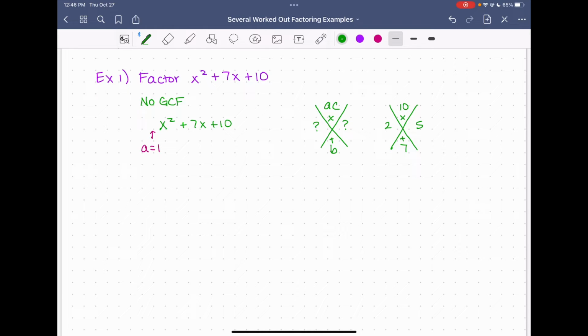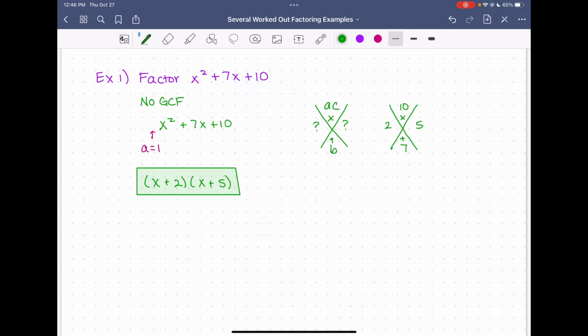When a equals 1, you're always going to start with x, and we have a positive 2, so x plus 2. And then we have a positive 5, so x plus 5. And that's our answer.